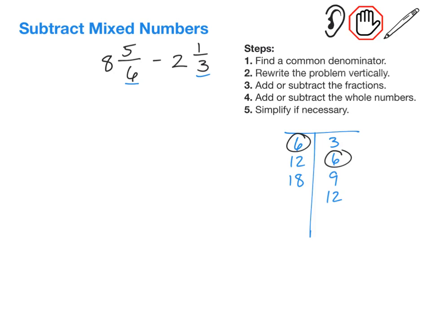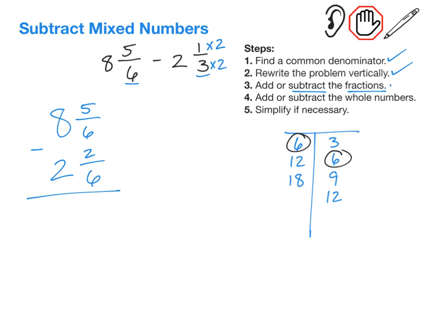So I don't have to multiply 6 by anything to get 6. It's already 6. But I do have to multiply 3 by 2 to get 6, meaning that I also have to multiply my numerator by the same amount. Okay, now I can rewrite the problems vertically. So I have 8 and 5/6, subtract 2, and this becomes 2/6. And so I wrote them as a common denominator. I wrote them vertically. And now I can add or subtract the fractions.